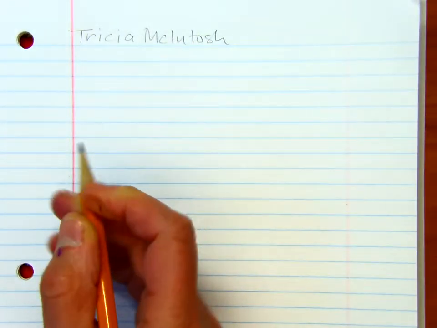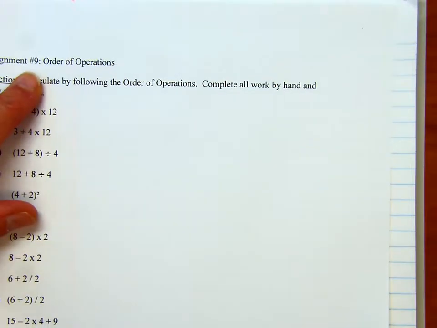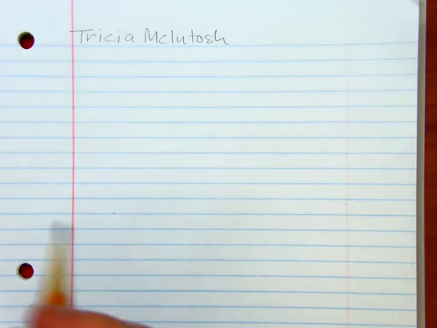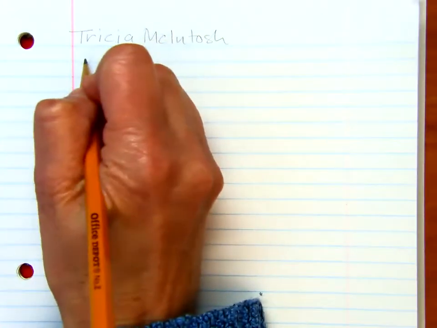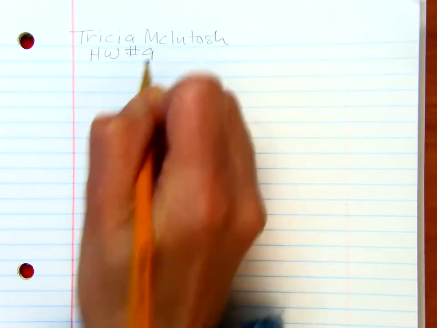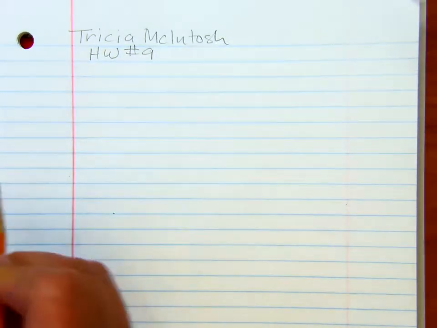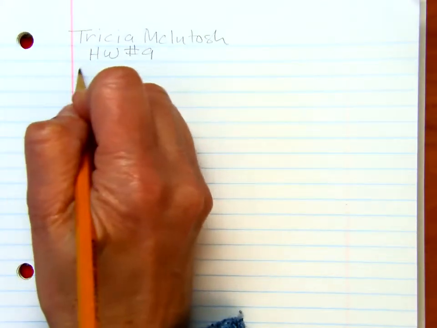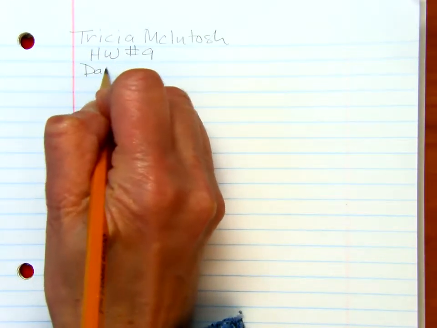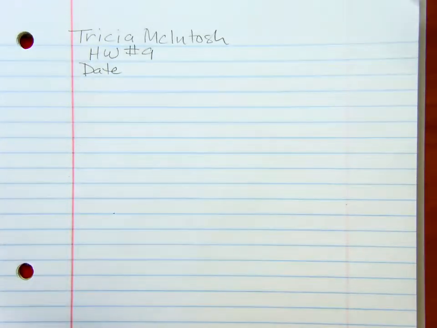Now, this assignment is assignment 9, and so I want you to write that on there. And if you don't want to write the word assignment, you could write homework or HW number 9. That would be fine. And then I want you to write down the date, okay? I'm just writing the word date here, but you can go ahead and write down the date that you get the assignment.